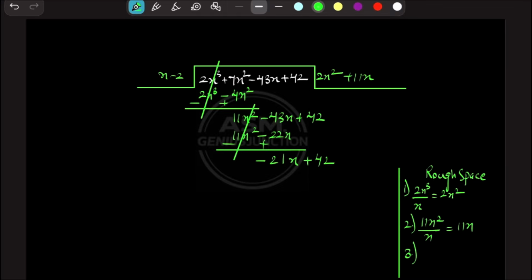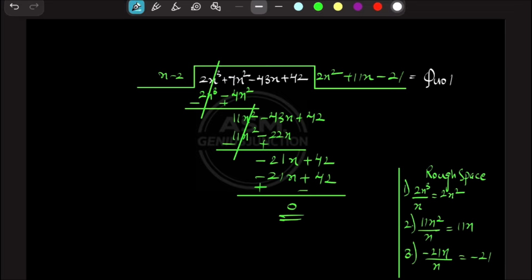Again, step number 3. I need minus 21x and I have x only. So I am having a multiplying factor of minus 21. I will multiply it with minus 21 and I will get minus 21x plus 42. Change the signs, you will get 0. We knew that we are going to get 0 because it is a factor. Okay, and we are having a quotient right here. So let's quickly factorize the quotient.